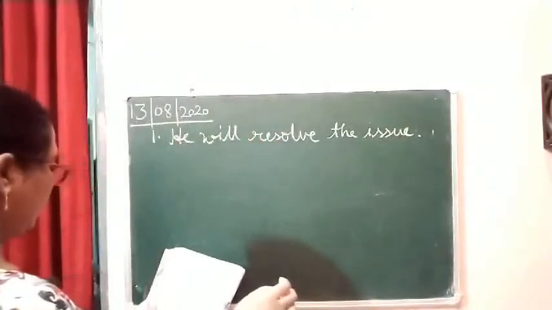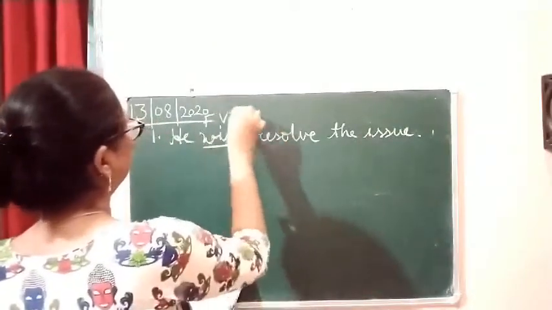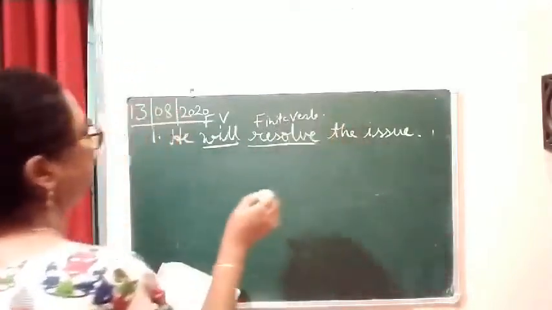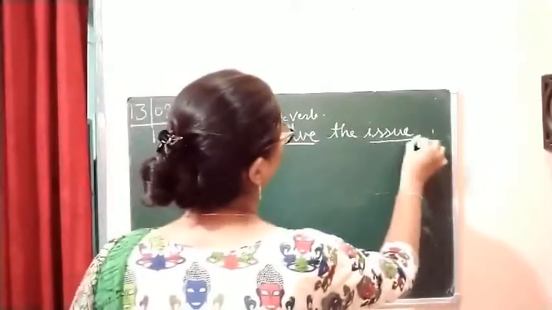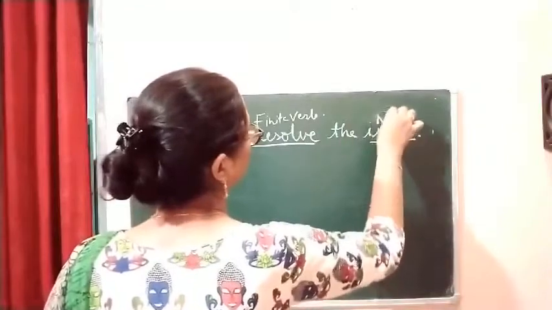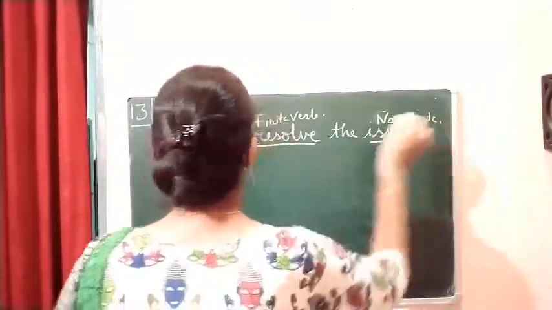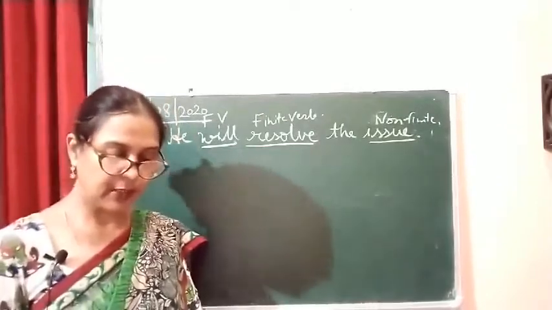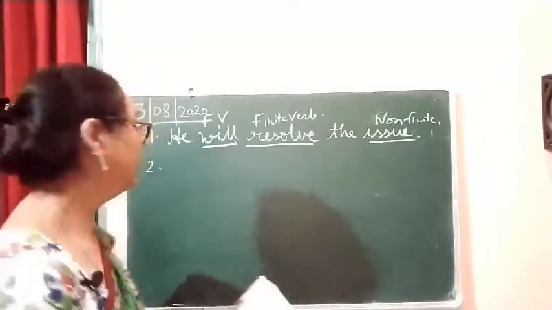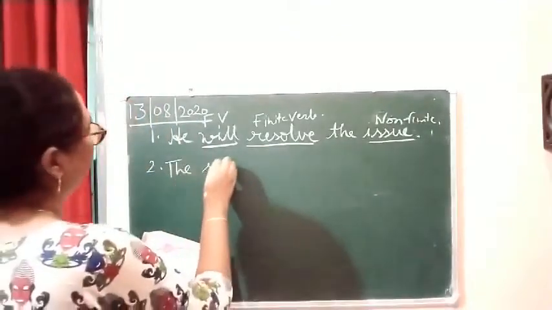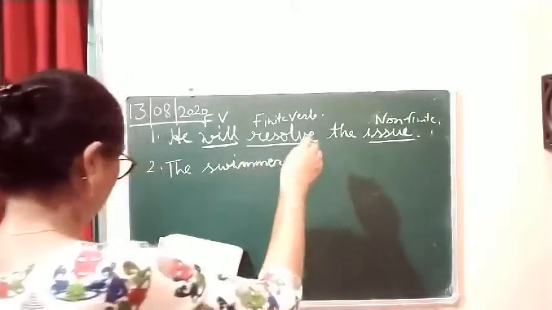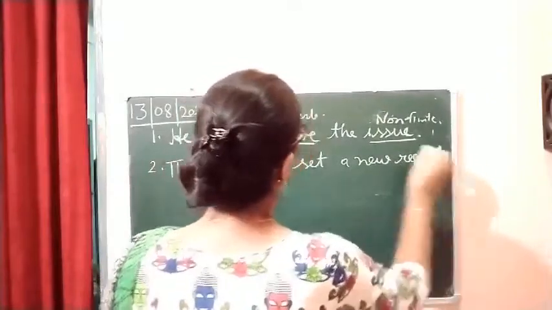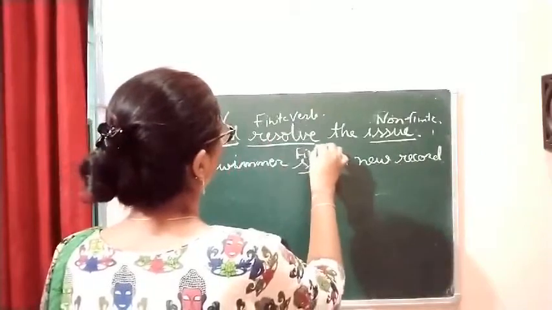Here you can see will is a finite verb and resolve is also a finite verb. And issue, you can see over here, is non-finite. Now we move to the second: The swimmer set a new record. Set here is a finite verb.